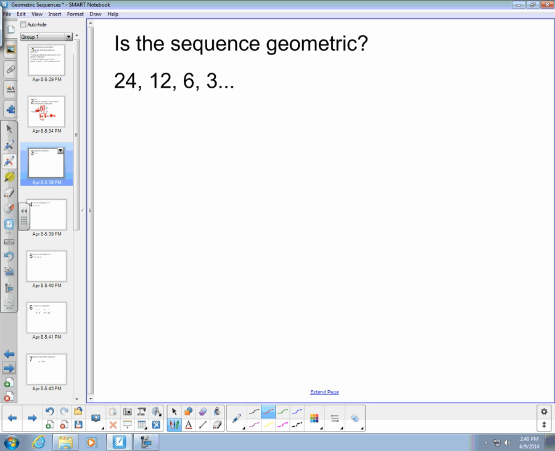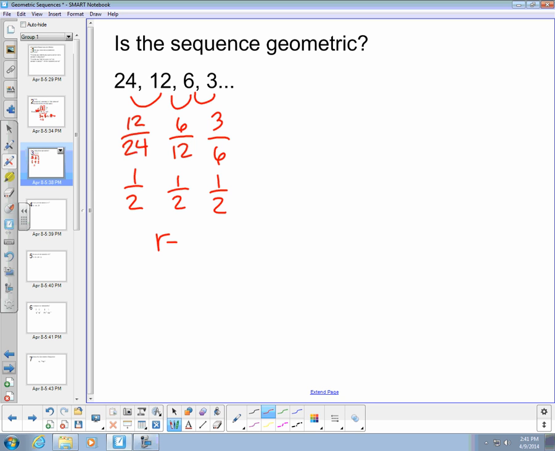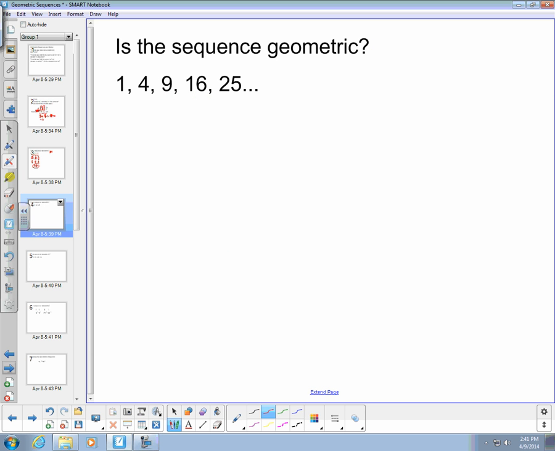Okay. Is this sequence geometric? Well, if I look at the terms, if I take the first two, 12 over 24 would equal a half. 6 over 12, again, gives me 1/2. 3 over 6 is 1/2. So I do have a common ratio of 1/2, and it is geometric. And again, notice that the ratio is less than 1 because my terms are decreasing. They're getting smaller. Okay, again, pause the video, decide on your answer.